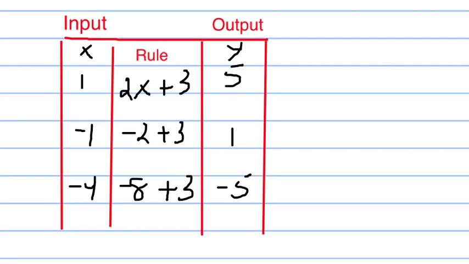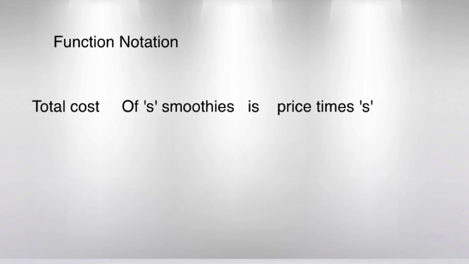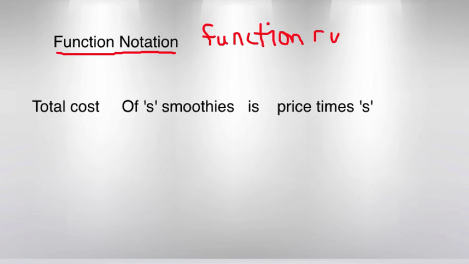So it's very similar to the table of values that we used for graphing, where you're putting a number in for the input, running it through the rule, and then getting an output. Okay, function notation is just another way of writing the rule in math terms. So we're taking the function rule and writing it in math terms.